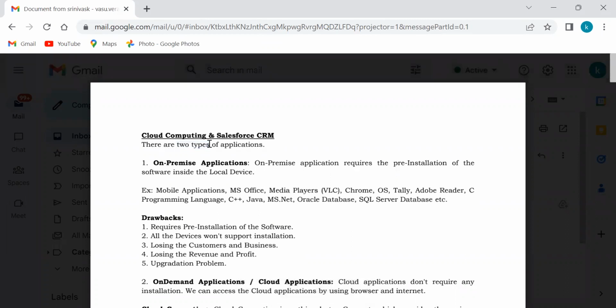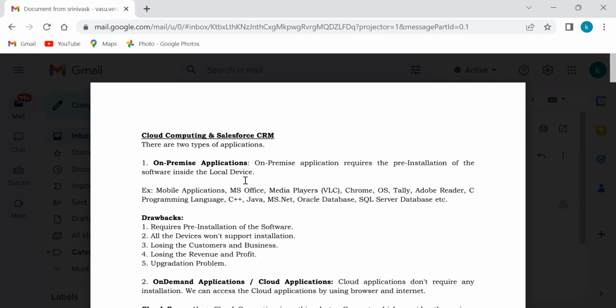In the IT industry, we have two types of applications: on-premise applications, and second, on-demand, also called cloud applications. Yesterday I gave the definition that Salesforce is a cloud-based CRM application. So what is this cloud application? What is the difference between on-premise and cloud applications? What are the benefits of cloud applications over on-premise? All these things we will discuss first.